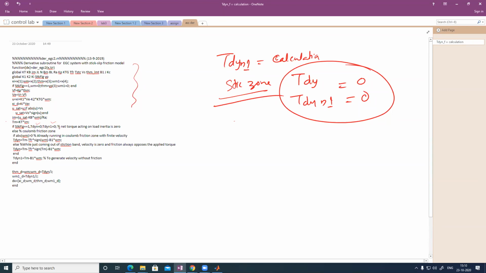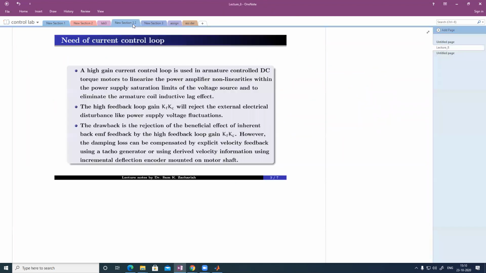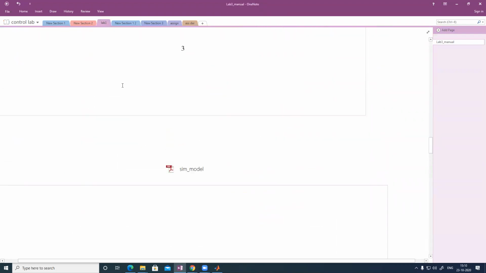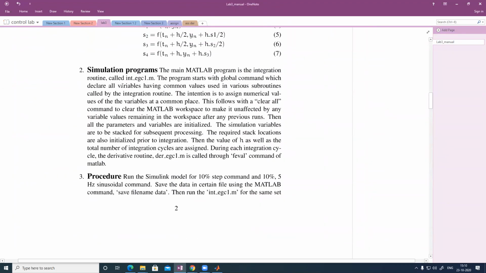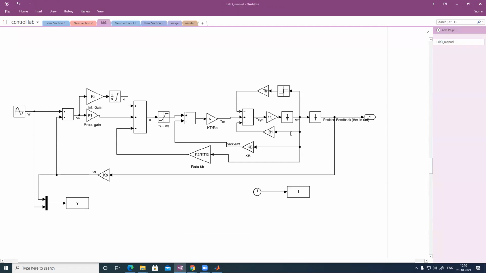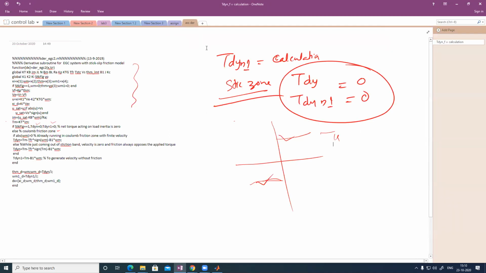Else it is in the Coulomb friction zone. If it is coming out, it is in here or here. So you have to calculate T dynamic as earlier. So the T dynamic calculation you have to do like this. What is done here: T dynamic equals Tm minus this one minus this one. That one only you are calculating, sigma function of omega m minus v1 into omega m.